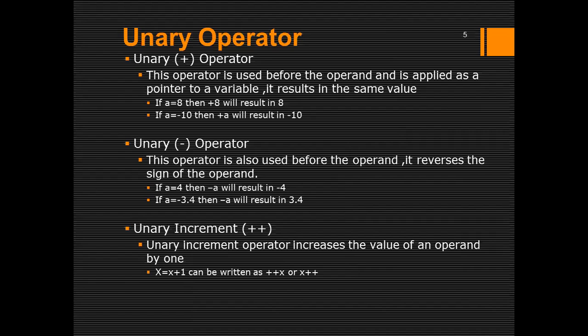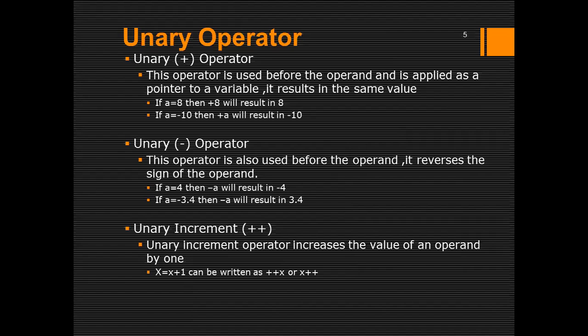Next, the unary minus operator. This operator is used again before the operand and it reverses the sign of the operand. That is, if it is plus, it becomes minus, and if it is minus, it becomes plus. For example, if a is equal to 4, then minus a will result in minus 4, whereas if a is minus 3.4, then minus a will result in 3.4.